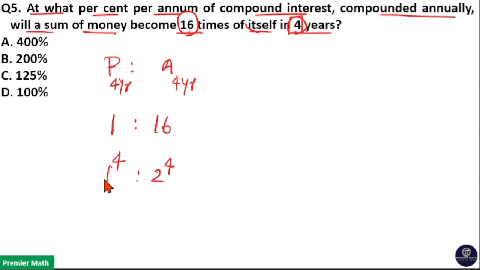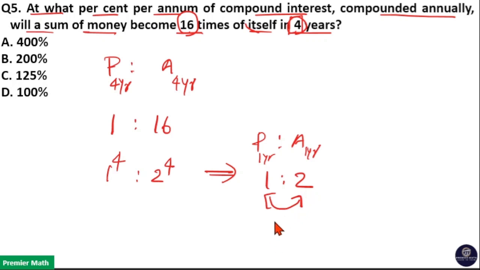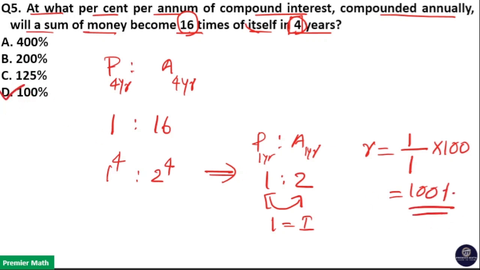Here you can see 1 unit is the principal and 2 units is the amount. So principal and amount for 1 year, the ratio is equal to 1:2, because this 4 is the number of years here. That is, principal 1 becomes 2 at the end of 1 year. If I take the difference between amount and principal, that is 2 minus 1, so 1 unit is the interest received at the end of 1 year. So the rate will be the interest received, 1, out of this 1 unit principal. If I convert it into percentage, multiply with 100. This will become 100%. So option D is your answer.